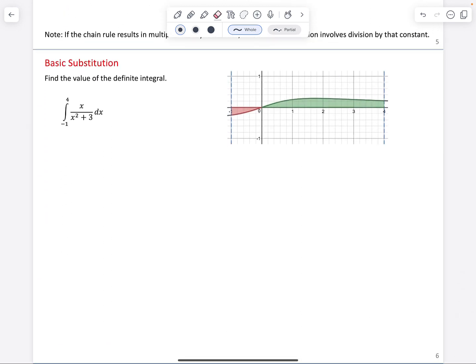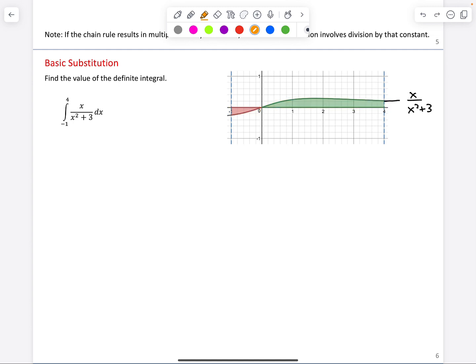Here we're going to do a definite integral, but for a function that will require substitution in order to integrate. Now this integrand is x over x squared plus 3. The graph of it is shown over here. We are integrating from negative 1 to 4, so from here to here, which means we're going to get a net relative area as an answer. This region that's below has a negative area, and the region above has a positive area.